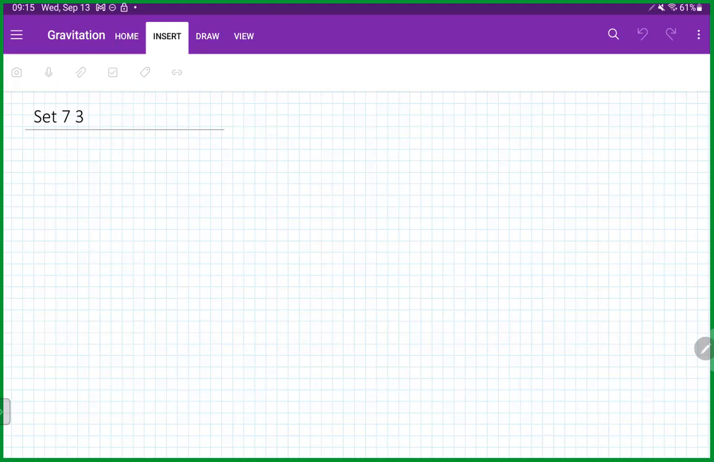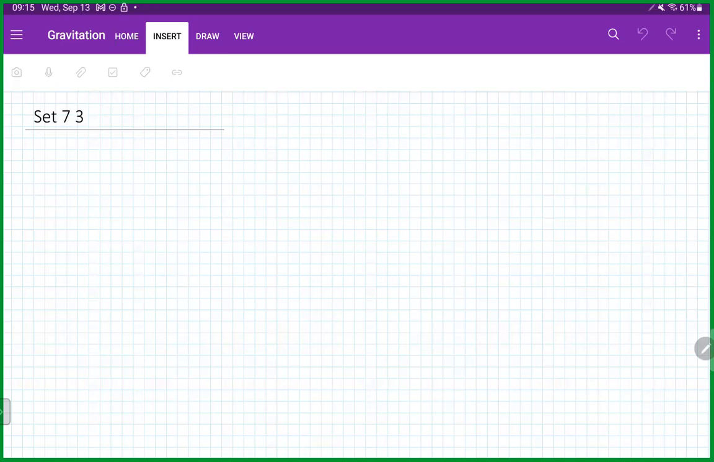All right. So for number 3, it says a planet orbiting a distant star has radius 3.24 times 10 to the 6th meters. The escape speed of an object launched from this planet's surface is 7.65 times 10 to the 3rd meters per second. What is the acceleration due to gravity at the surface of the planet?